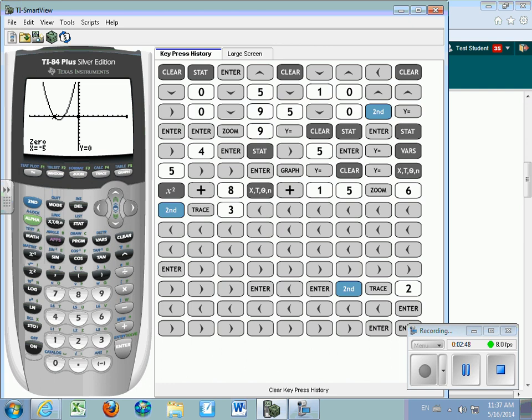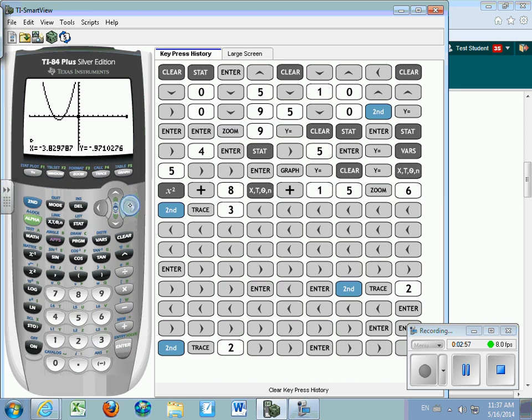If I want to find the other zero, I go second trace, number 2, and then I want to go to the left of that zero. I hit enter. Then it asks me for a right bound, so I go to the right, hit enter again, and hit enter a third time, and it gives me the other zero of -3.